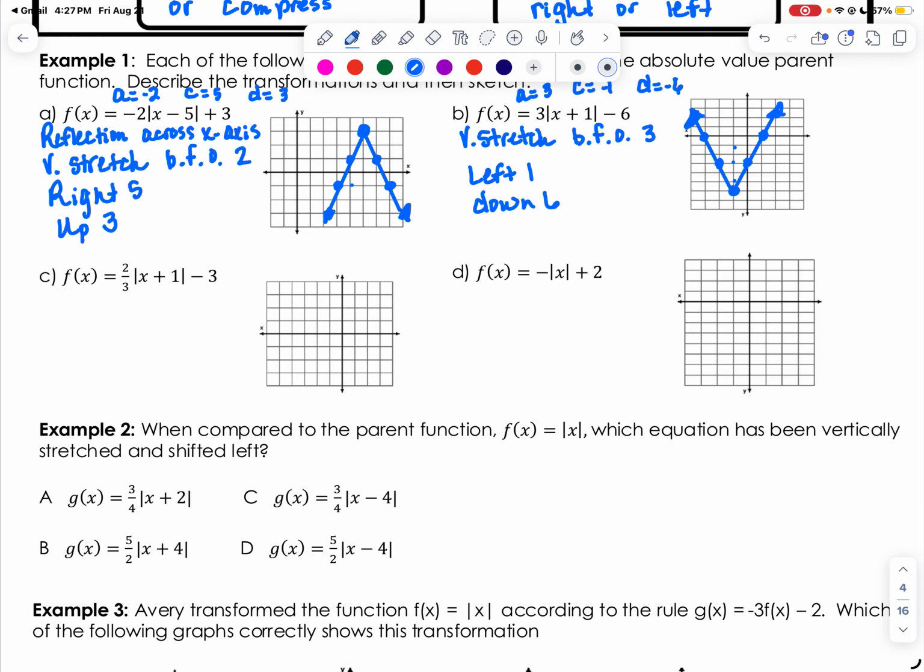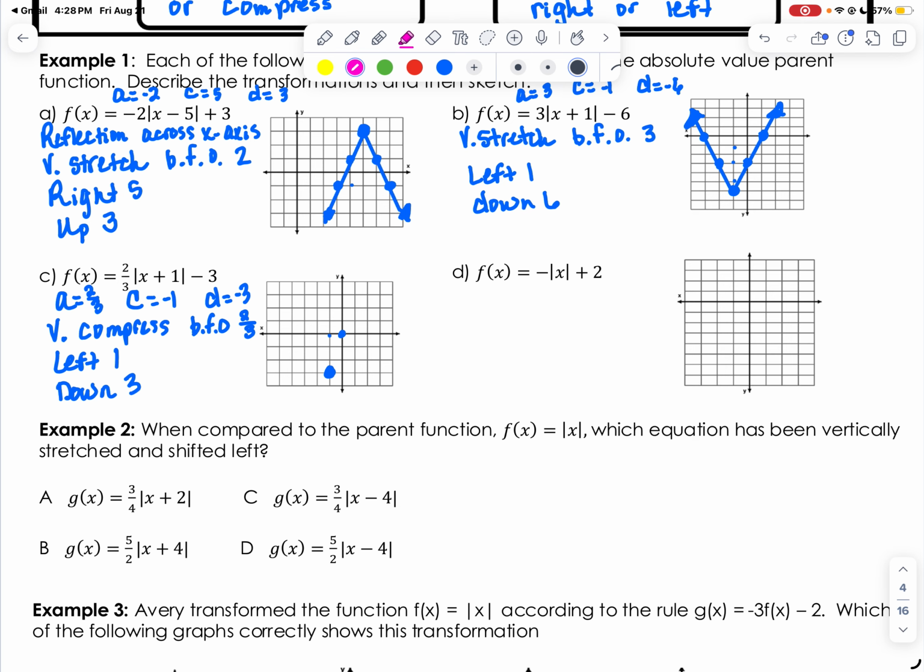All right, welcome back. So in this problem, our A value is 2/3, our C value is -1, and our D value is -3. Because A is between 0 and 1, this graph will vertically compress by a factor of 2/3. It'll move left 1 and down 3. Again, our parent graph started at 0, 0, but this transformation rule says we're going to move to the left 1 and down 3. So let me put that dot. There's where your new vertex is going to be.